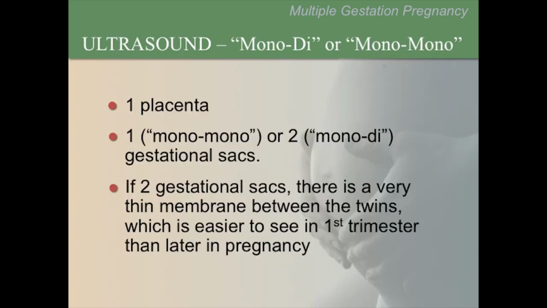On ultrasound, you will only see a single placenta in a mono-di or mono-mono pregnancy. There may be one or two gestational sacs depending on the timing of embryo split. If there are two gestational sacs, there's a very thin membrane between the twins, which is much thinner than what is seen in di-di or mono-di twin pregnancies. The thickness of the membranes is easier to determine in the first trimester than later in pregnancy.